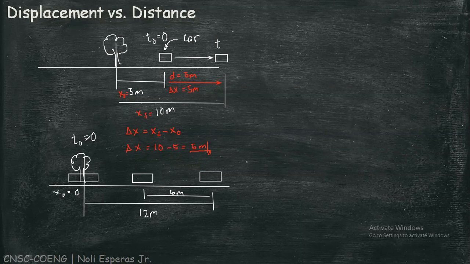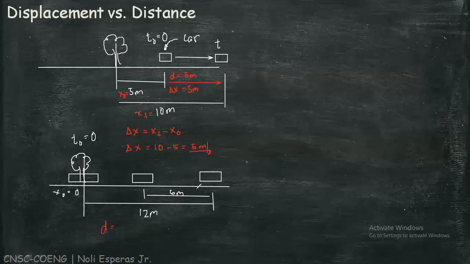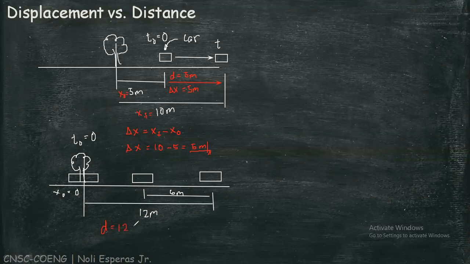Okay, so the distance traveled by the car is from its initial position, which is from 0, it moves to the right at 12 meter, then backward to the left at 6 meter. Therefore, the distance traveled by the car is 12 plus 6, which is equal to 18 meter.